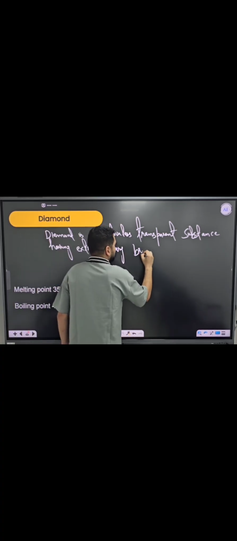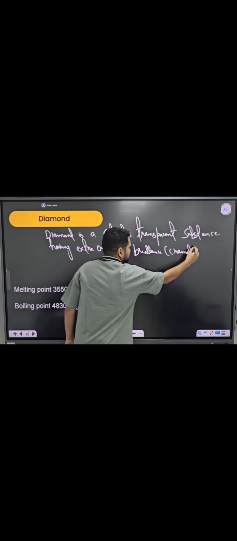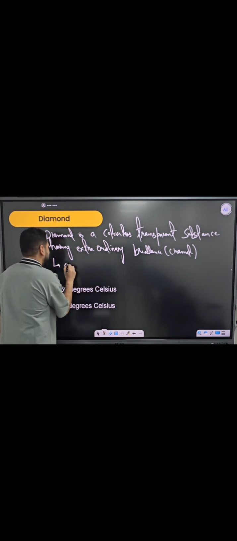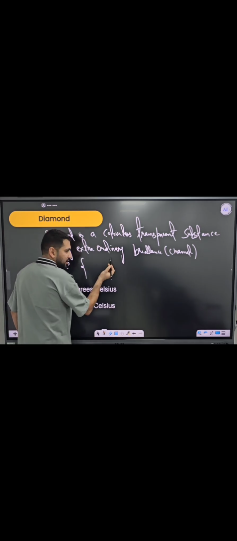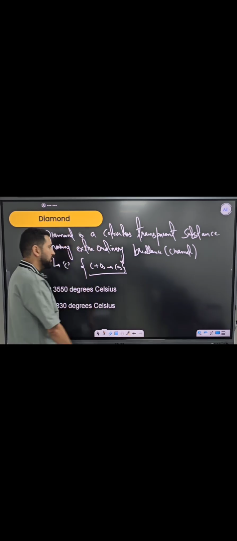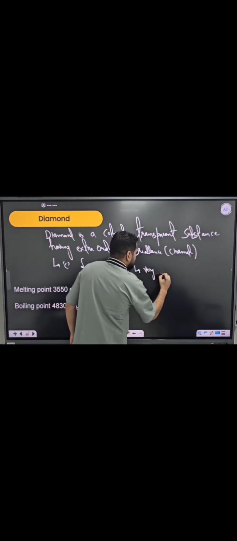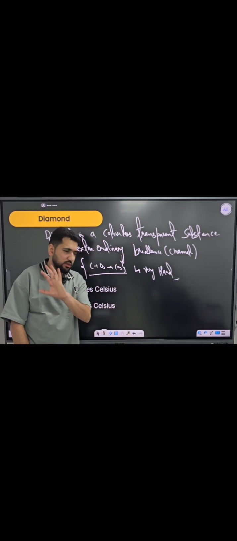right? Brilliance means chamak. Clear? And let me tell you, the symbol of diamond again is C because it only contains carbon. Clear? Guys, if you burn diamond in presence of oxygen, you will get CO2 only, right? This way. Clear? So basically, diamond is a colorless, transparent substance which has extraordinary brilliance. And let me tell you, diamond is very hard, right? It's very hard. Sometimes we say that it is the hardest known substance.